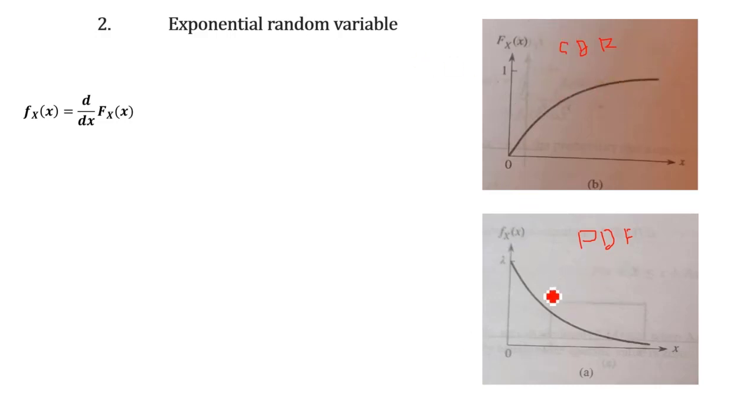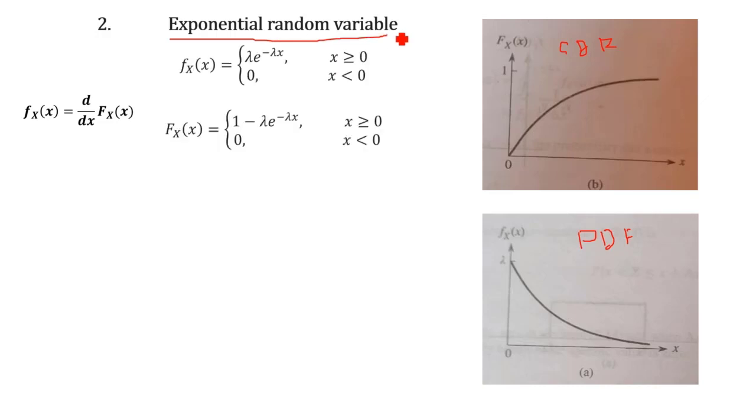Cumulative distribution function or probability density function: 2 graphs should be written under the exponential random variable. All right, let us write the expressions. For this graphical representation, a mathematical expression is written here.